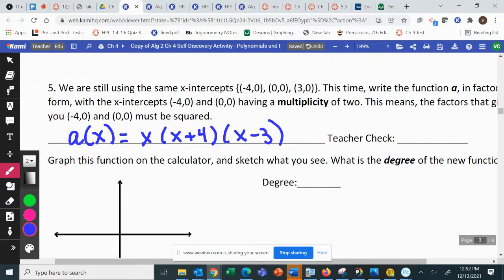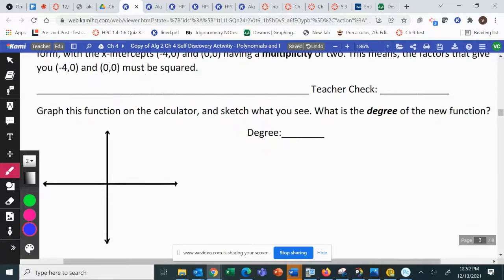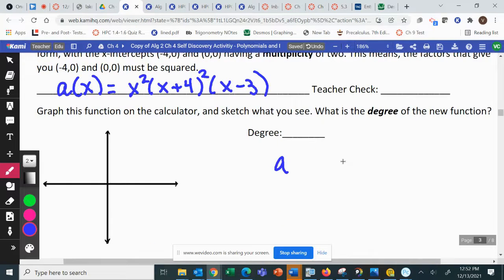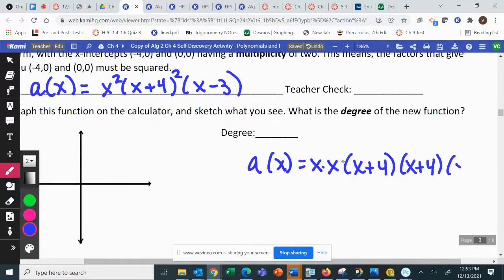Who can describe, somebody new who hasn't talked yet, who can describe what I can do to the equation? Gavin? Square the x and square the x plus 4. That's what's going to give me the, quote, multiplicity of 2. And what that is meaning is that's just saying like a of x is equal to x times x plus 4 times x plus 4 times x plus 3. That's what it means.